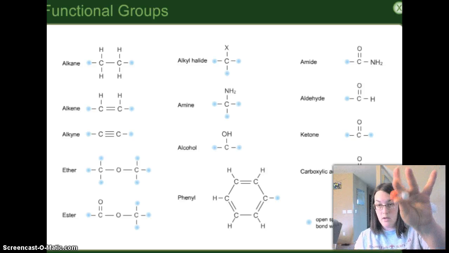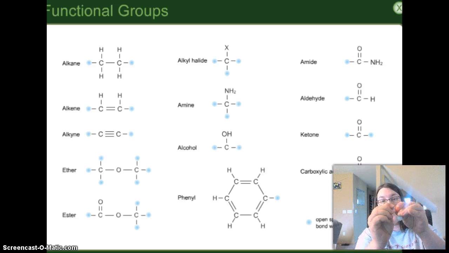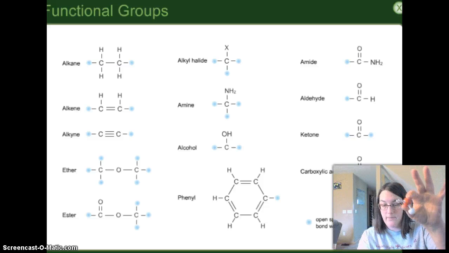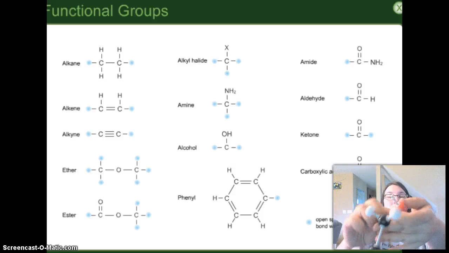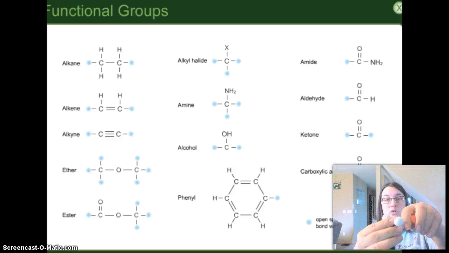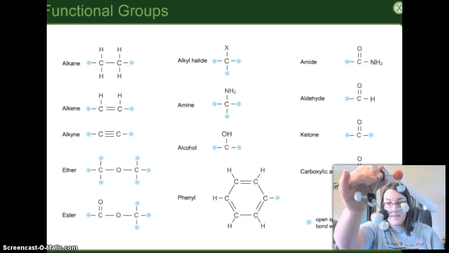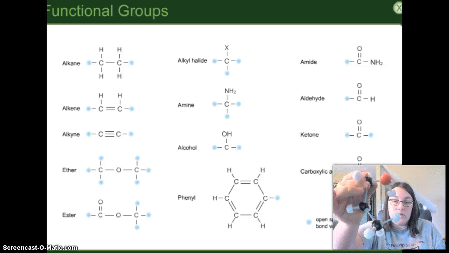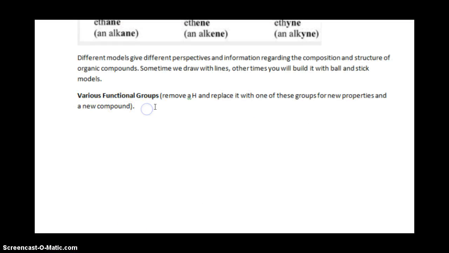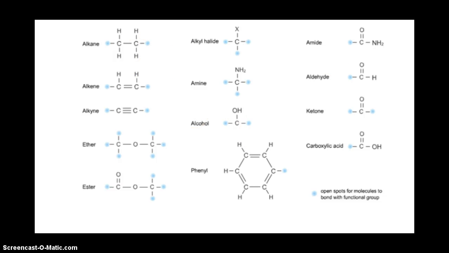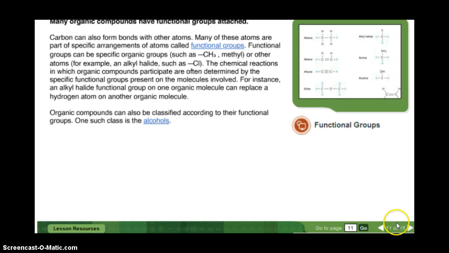So I can take an alcohol, which would just be an oxygen with a hydrogen on it, and I popped a hydrogen off here, and so I could just put this functional group or that alcohol on the end to get a totally different compound. So that's what they're showing you on the screen with the functional groups. So I added to our note various functional groups: remove a hydrogen and replace it with one of these groups for new properties and a new compound. And then I just copy pasted them down there.